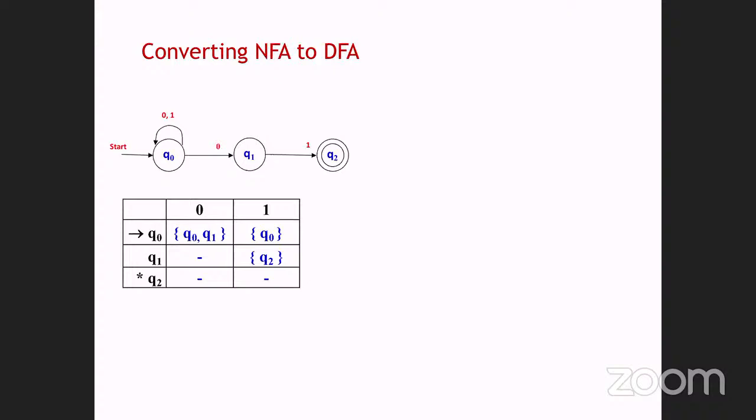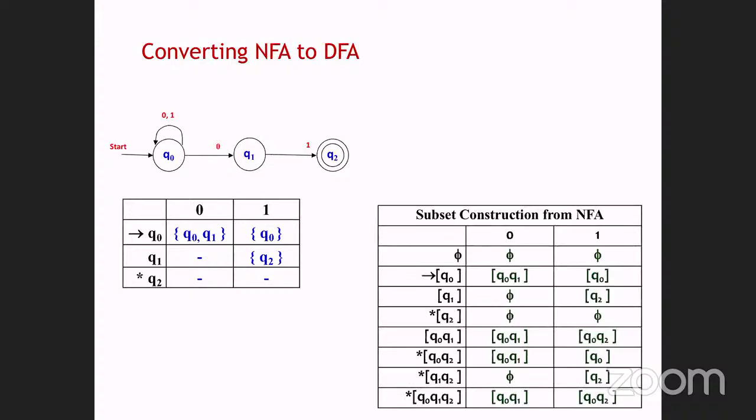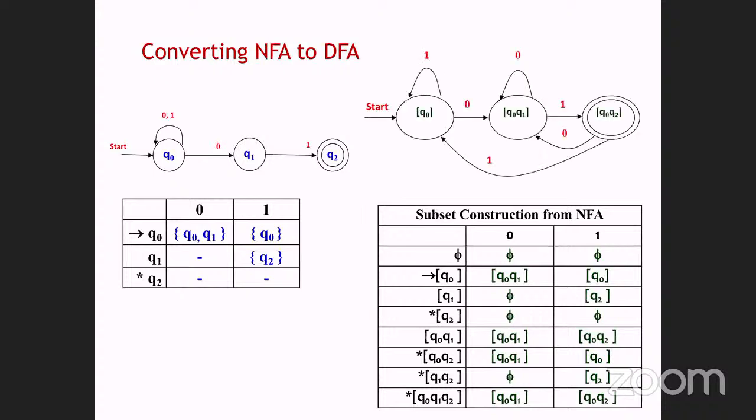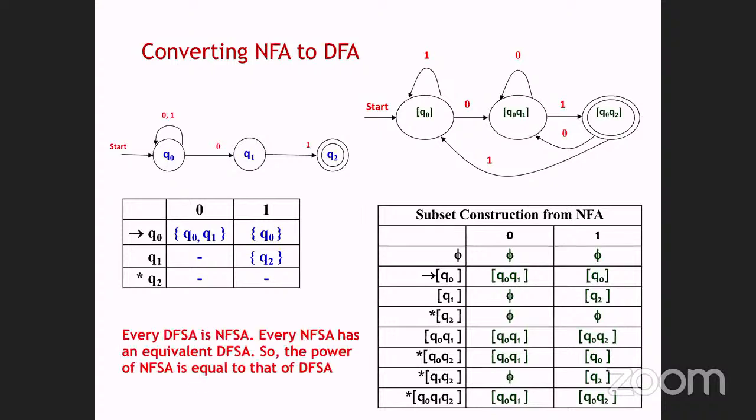It is possible to convert any NFA into a DFA, using something called subset construction. We don't spend time on that now, but for this non-deterministic FSA, there's a corresponding deterministic FSA. Every deterministic FSA by default is a non-deterministic FSA, and for every NFA, we can construct a DFA. The power of both deterministic and non-deterministic FSA are equal.